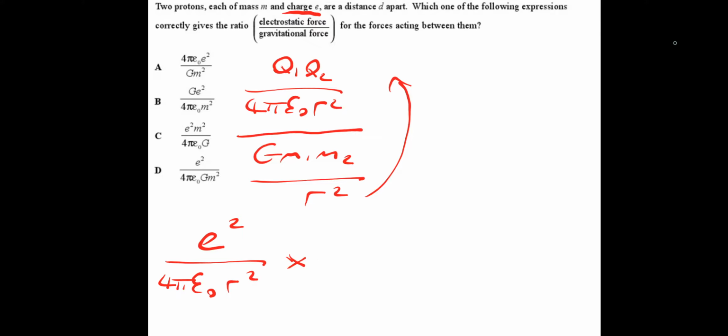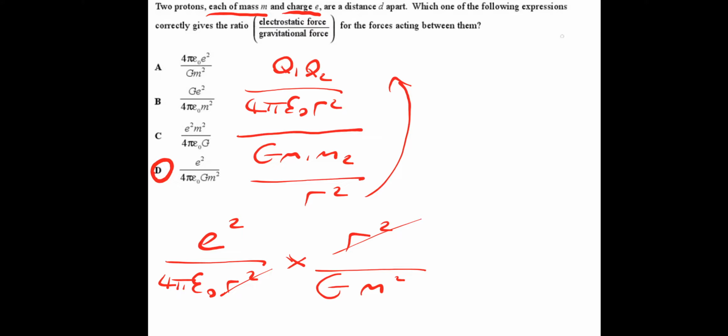multiplied by R squared divided by G, and it's M1, M2, but the masses are the same, each of mass M, so I'll call that M squared. As you can see, the R's cancel, the distances, and we're left with E squared divided by 4 pi epsilon naught G M squared. So the answer is D.